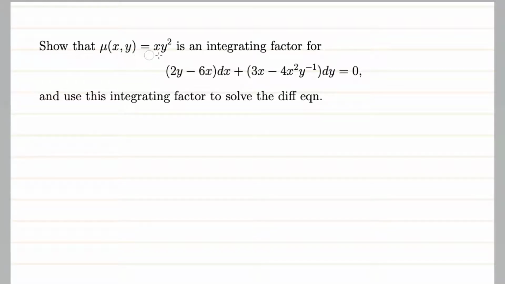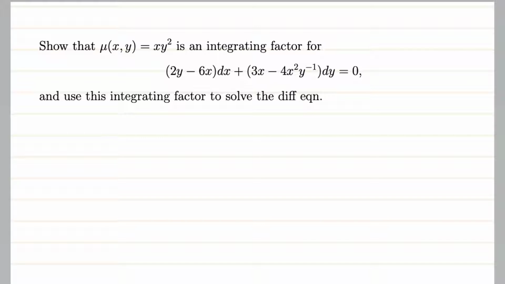Show that mu equals xy squared is an integrating factor for something dx plus dy equals 0. So integrating factor means this is in the form of M dx plus N dy equals 0. This is not exact, which we can check, but if we multiply by this xy squared, then it becomes exact. That means this is an integrating factor.